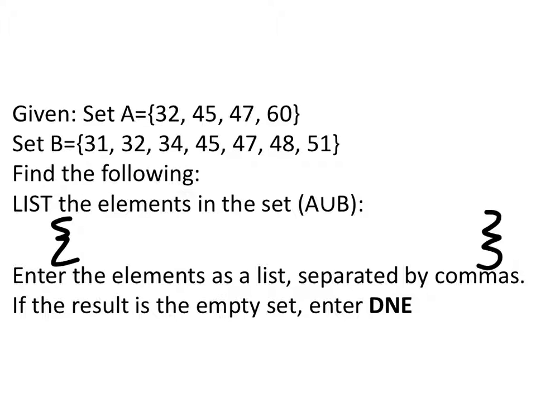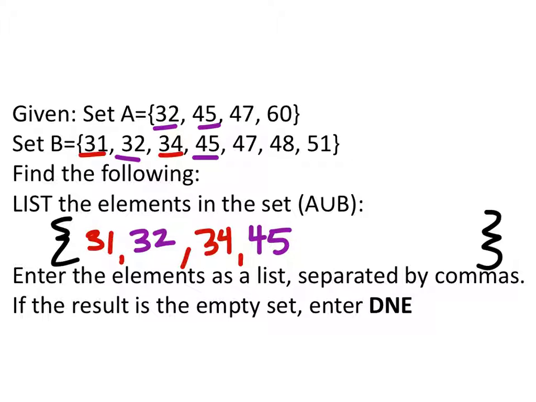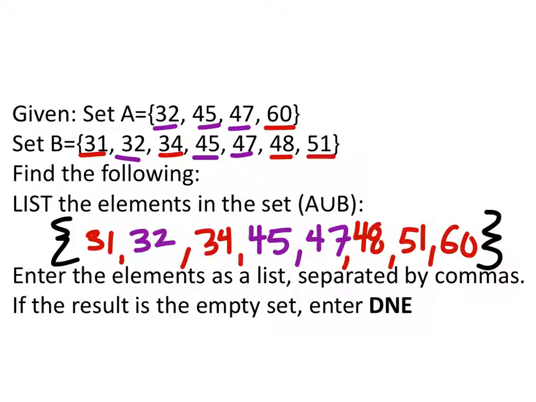So if we start again with the lowest one, I got 31. Next up is 32, which appears in both. Next up would be 34. But then again, we see 45, which appears in both, but I will only list it once. Same with 47, which appears in both. And then we got 48, which appears in set B. And then 51, and then finally 60 here at the end.